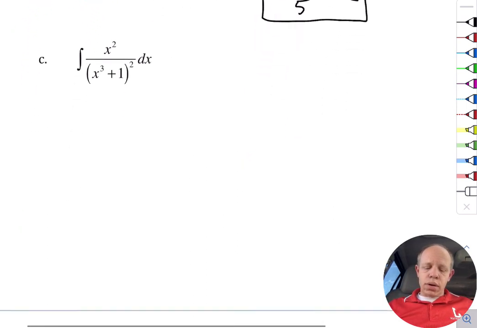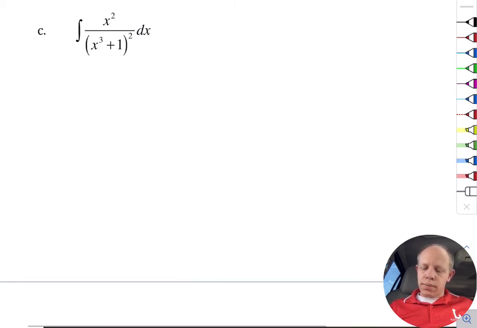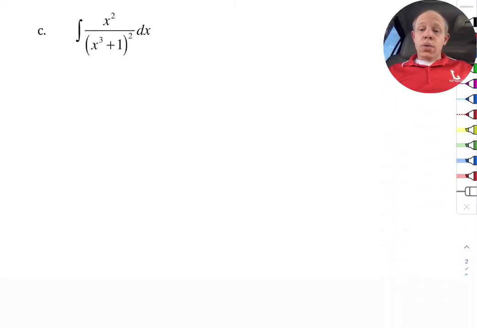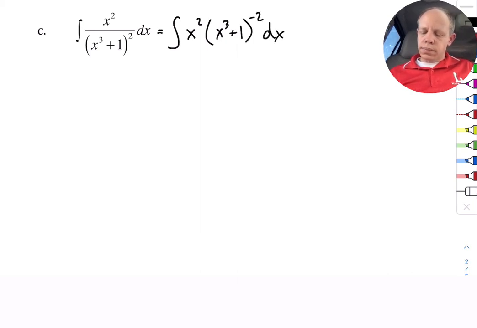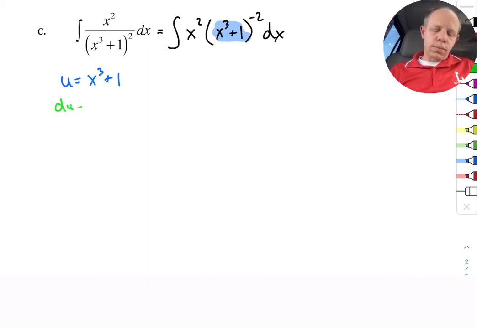All right, let's try this one more example here. All right, so when I see the composite portion in the denominator, what I'm going to do is rewrite this so we have a negative exponent. And so this will be x squared times x cubed plus 1 to the negative 2nd power dx. So my inner portion is the x cubed plus 1, so I'm going to let u equal x cubed plus 1. I'm going to find du, and that's going to be 3x squared dx.